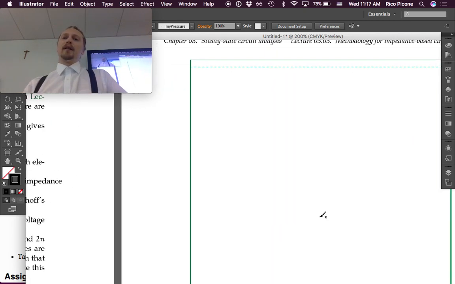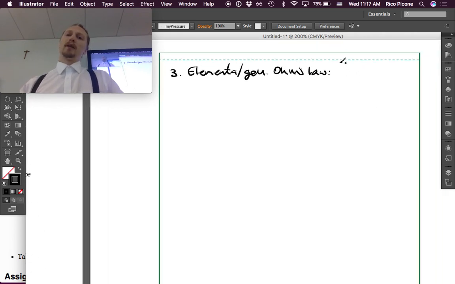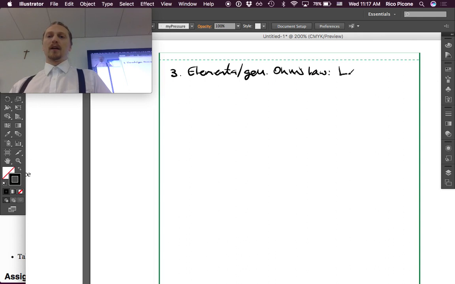And step 3 is the elemental / generalized Ohm's law, right? And we like to draw our little table here, where we list each element, so our inductor and then our resistor. Each one needs an elemental equation or a generalized Ohm's law equation. So what is it going to be for the inductor?